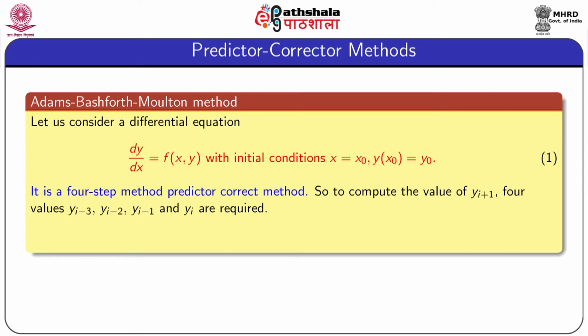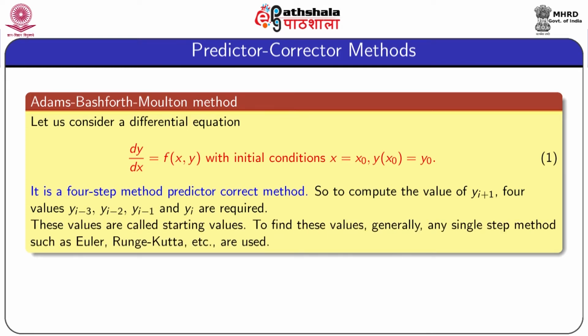That means, to compute the value of yi plus 1, 4 values yi minus 3, yi minus 2, yi minus 1 and yi are required. These values are called the starting values. To find these starting values, generally any single step method such as Euler's method, Runge-Kutta method or any other method, say Taylor series method, Picard's method, is used. So, using any starting method, that means a single step method, we determine the 4 values yi to yi minus 3 to calculate the value of yi plus 1.